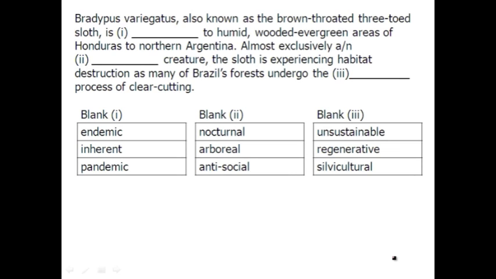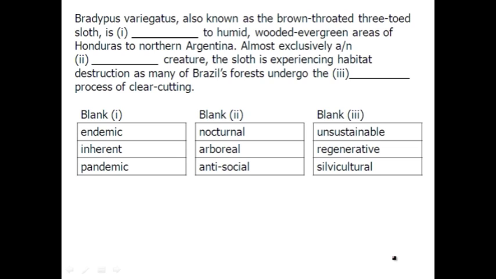Bradypus variatus, also known as the brown-throated three-toed sloth, is blank to humid, wooded, evergreen areas of Honduras to northern Argentina. Almost exclusively a blank creature, the sloth is experiencing habitat destruction as many of Brazil's forests undergo the blank process of clear cutting.